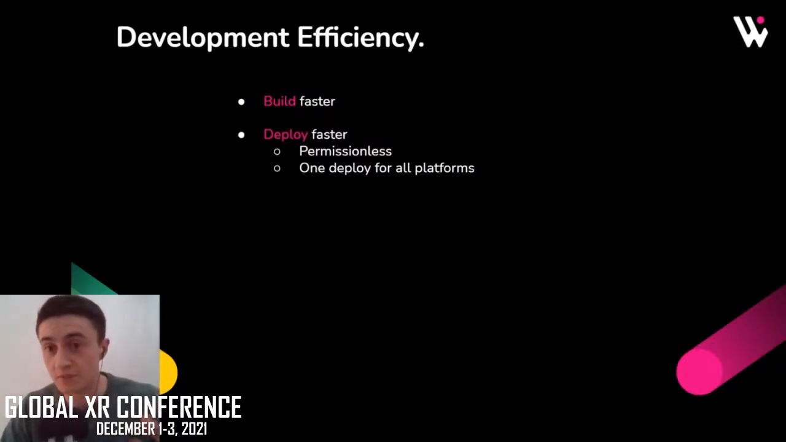And you can deploy faster. As we heard before, permissionless means you do not have to wait for curation in a third-party app store. And of course, you deploy only one version of your application and you don't deploy into multiple app stores. So because you can only deploy this one single version and it's permissionless, you deploy a lot faster.